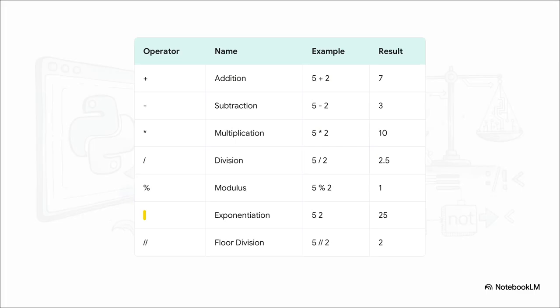So here's our arithmetic toolkit. You've got your standards: addition, subtraction, multiplication. They do exactly what you'd expect. But where the real professional-grade work gets done is with the last two on this list, modulus and floor division. These two are your secret weapons.